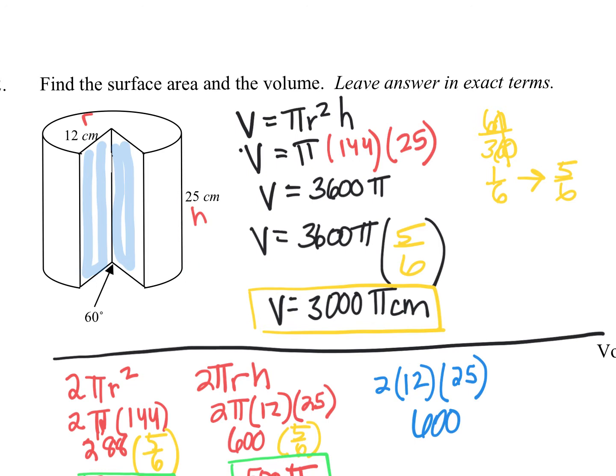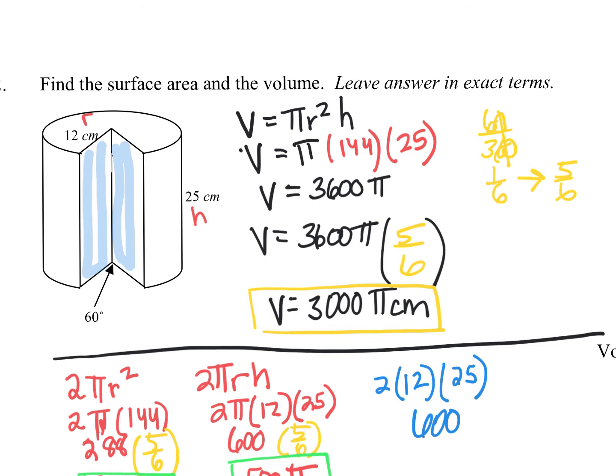Our height is 25. Okay, now that would give me the volume of the complete cylinder, but I have this 60-degree wedge that is cut out of there. So over here I said, well, 60 over 360 would tell me that 1/6 of the edge is cut out, and what I'm keeping is 5/6 then. So I took this volume, which would have been the entire thing, and I multiplied by 5/6, and that gave me that the volume now is 3,000 pi centimeters.